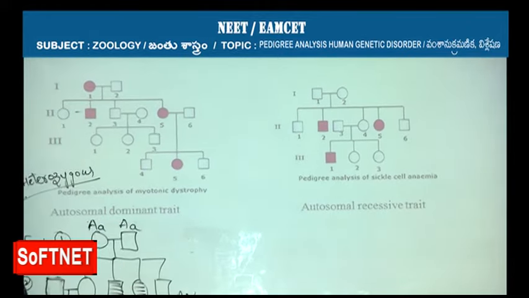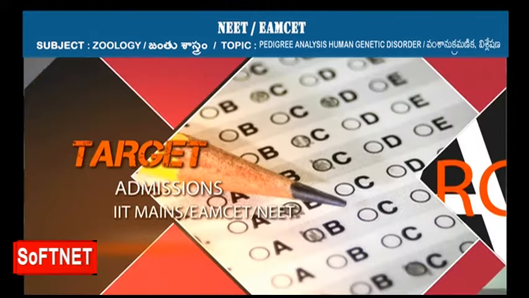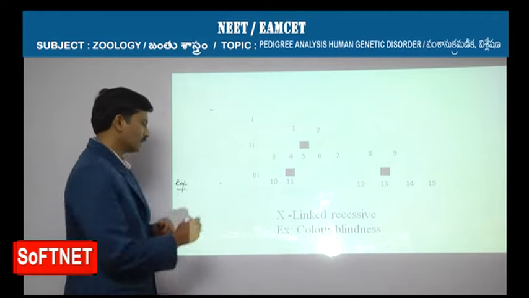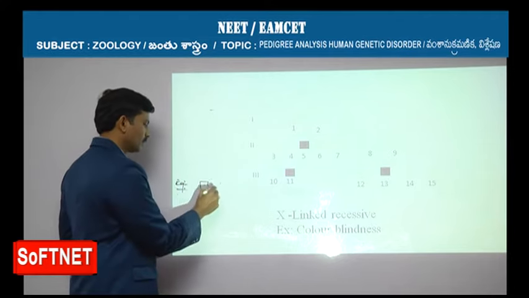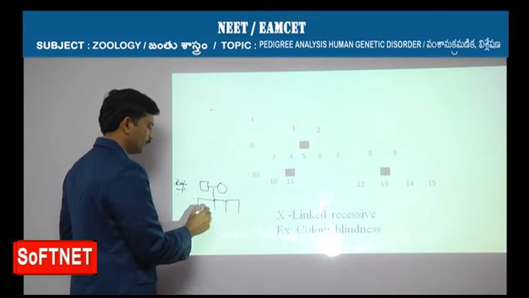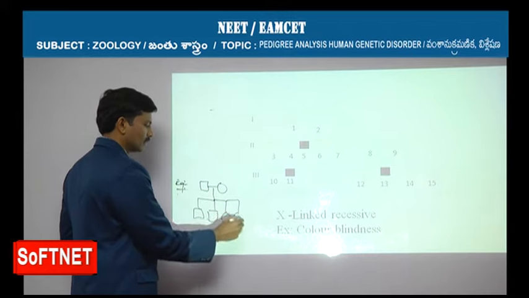An example is sickle cell anemia. Now we come to take certain examples of the sex-linked. It is very easy for us to estimate what kind of disorder it will be if it is given as a pedigree chart.